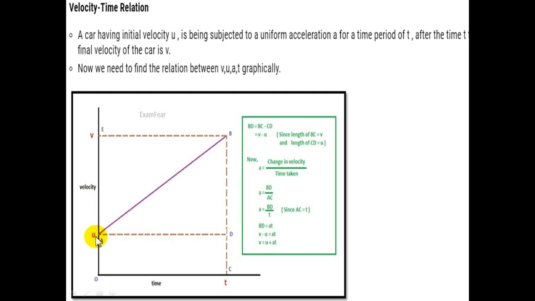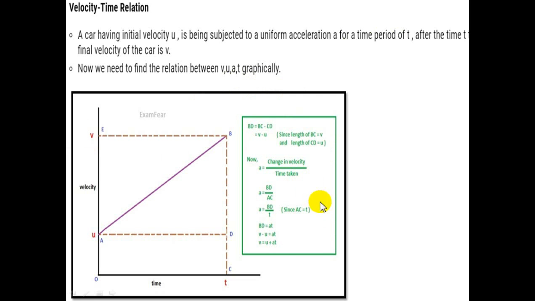For example, suppose the car's velocity goes 5 meter per second, then 10, 20, 30, 40, and suppose it reaches 50 meter per second. So what will be the final velocity here? V will be 50 meter per second, while the initial velocity was 5 meter per second. Now we need to find the relation between v, u, a, t.